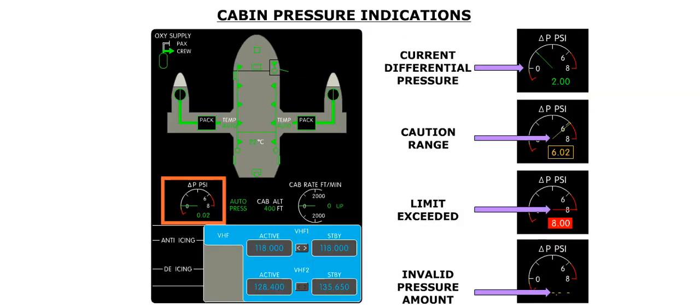The bottom dial on the left shows the pressure differential between the cabin and the outside. The current differential pressure is indicated by a needle against a dial, and in numerical format. The needle and numerical indications turn amber when the differential pressure is in the caution range. When a limit is exceeded, the needle turns red, and the numerical value is displayed in white on a red background. Amber dashes indicate an invalid differential pressure measurement.